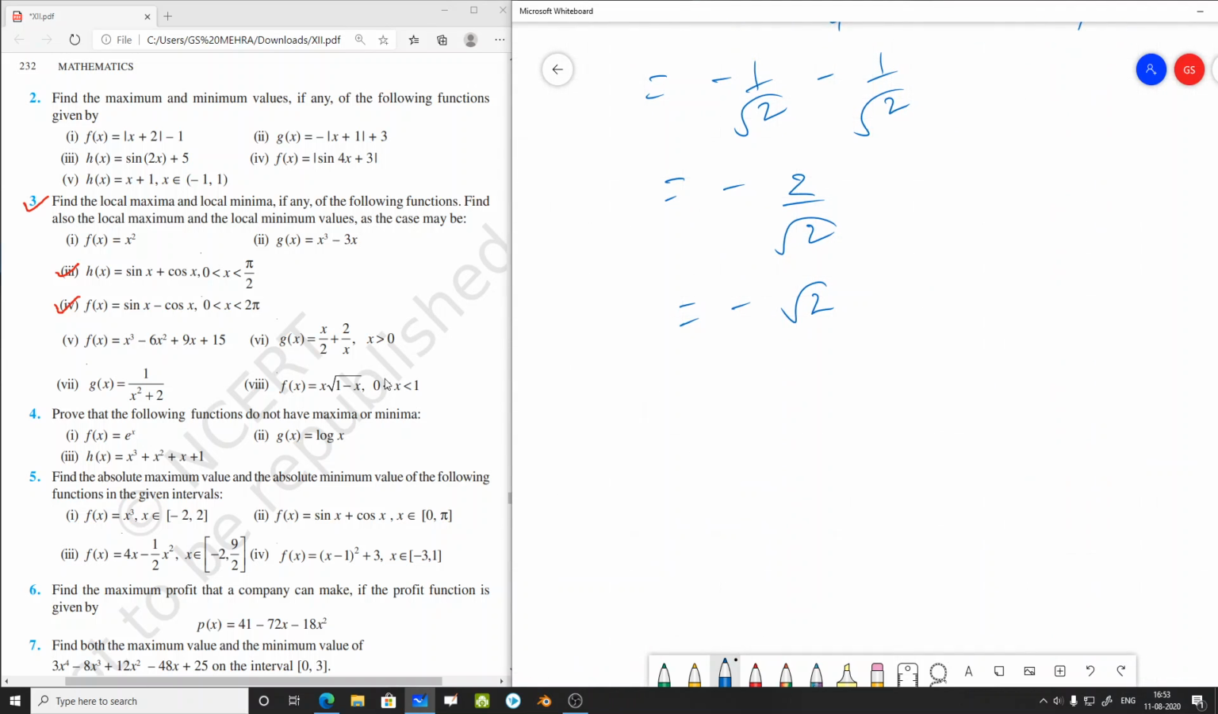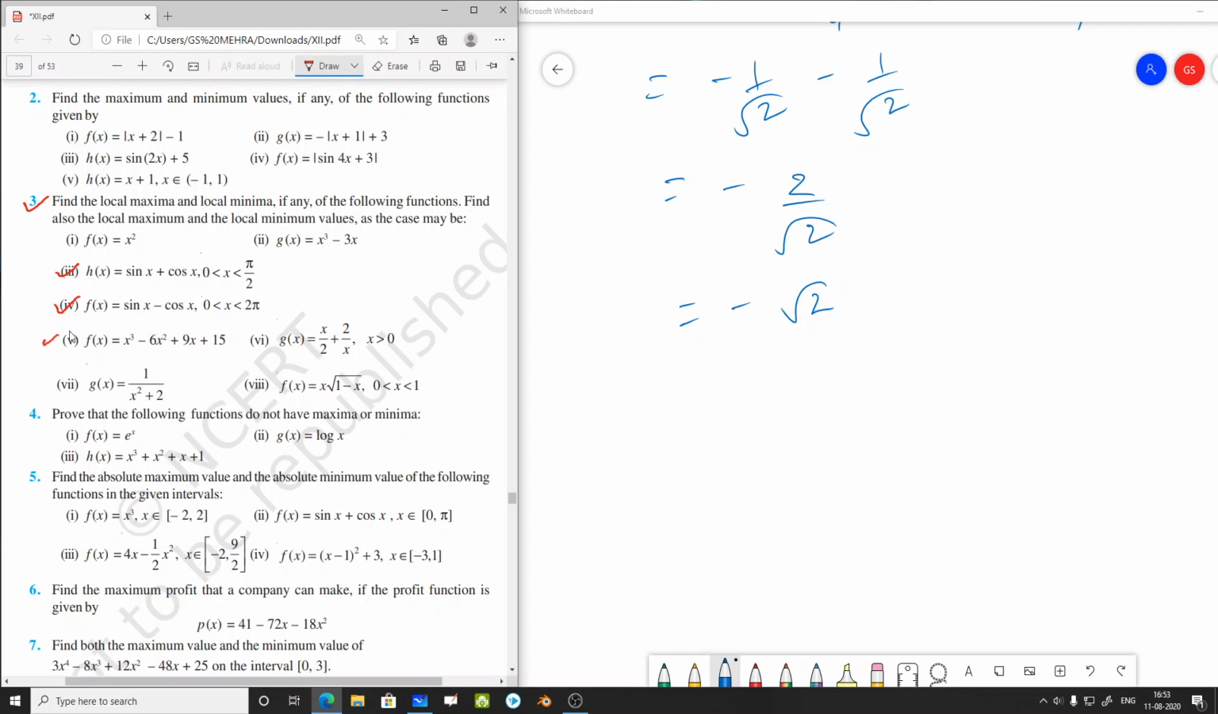As far as the remaining parts of question number 3 are concerned, you will do them on your own as self trial, and you can use any method, either the first derivative test or the second derivative test. The choice is yours, you can use any method you like.